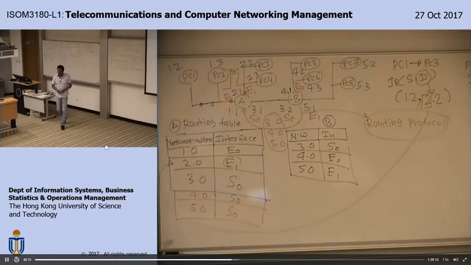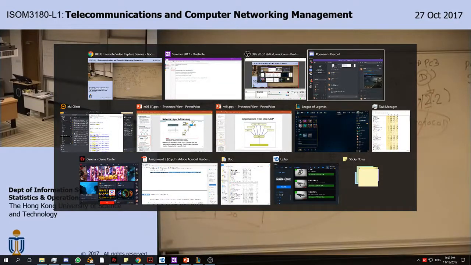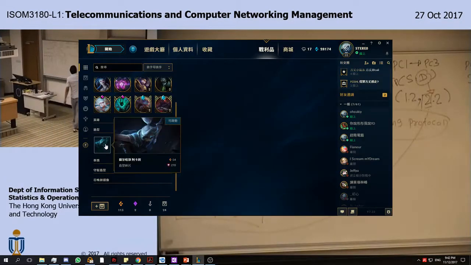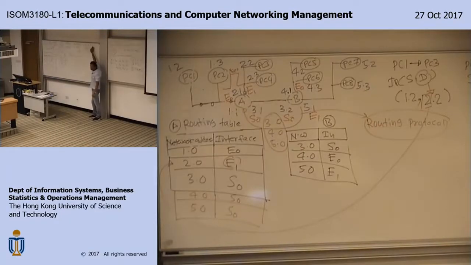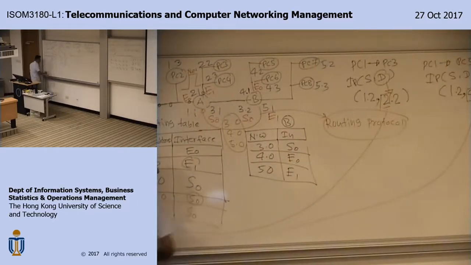Similarly, can B also learn something? A also sends a message to B with networks 1, 2 and 3, and then we can complete B's routing table as well. So now can we communicate? Can PC1 send a message to PC5 now? Yes. We need 4. Is it available now? Yes, 4 is available through S0.